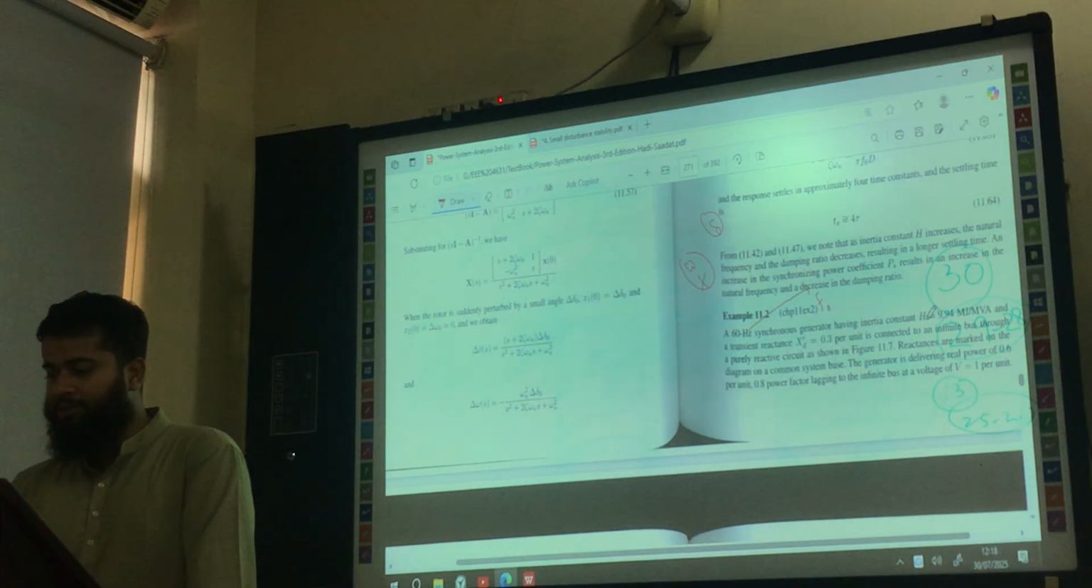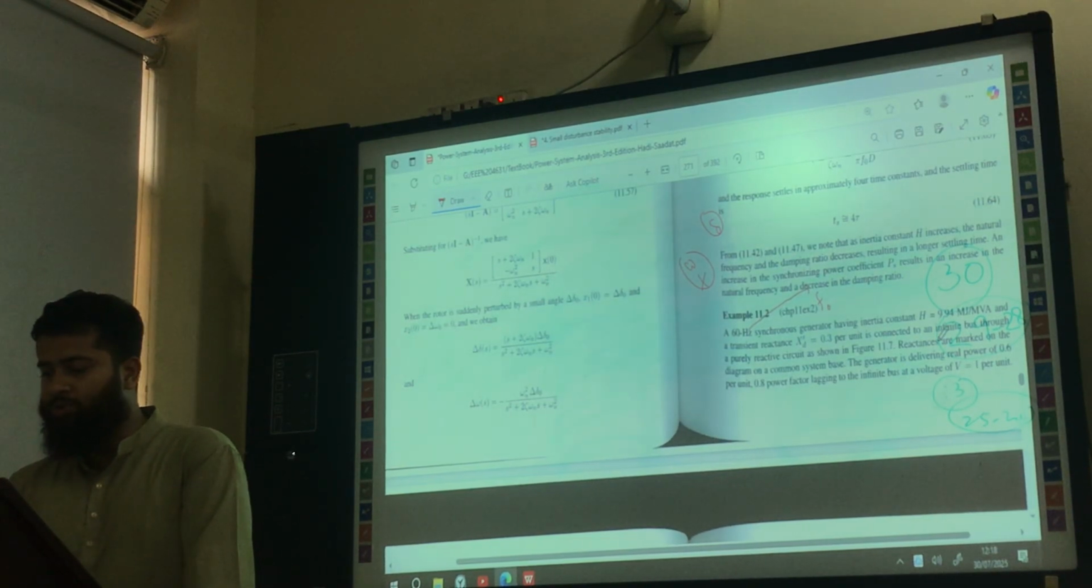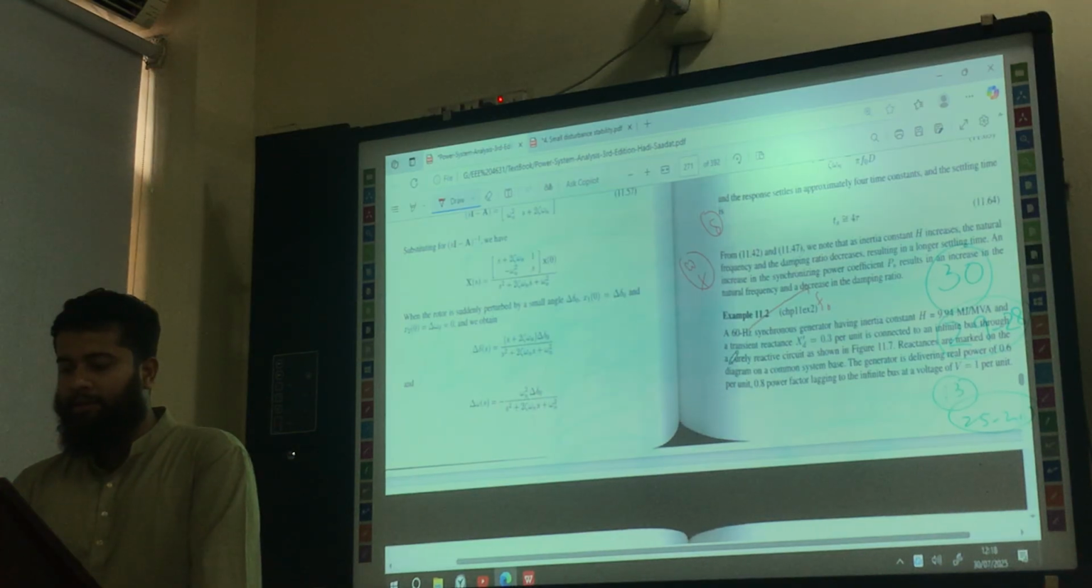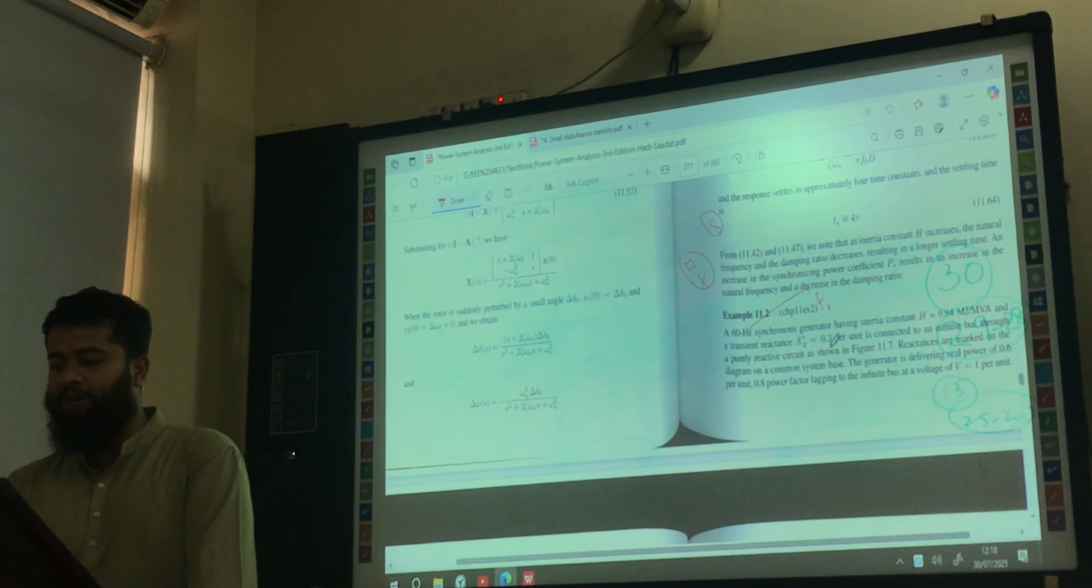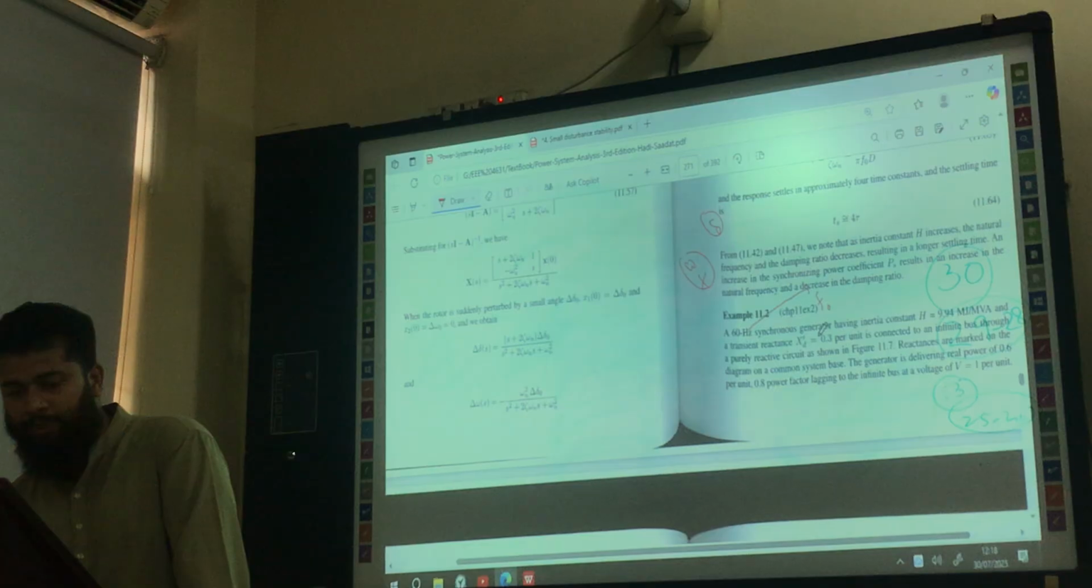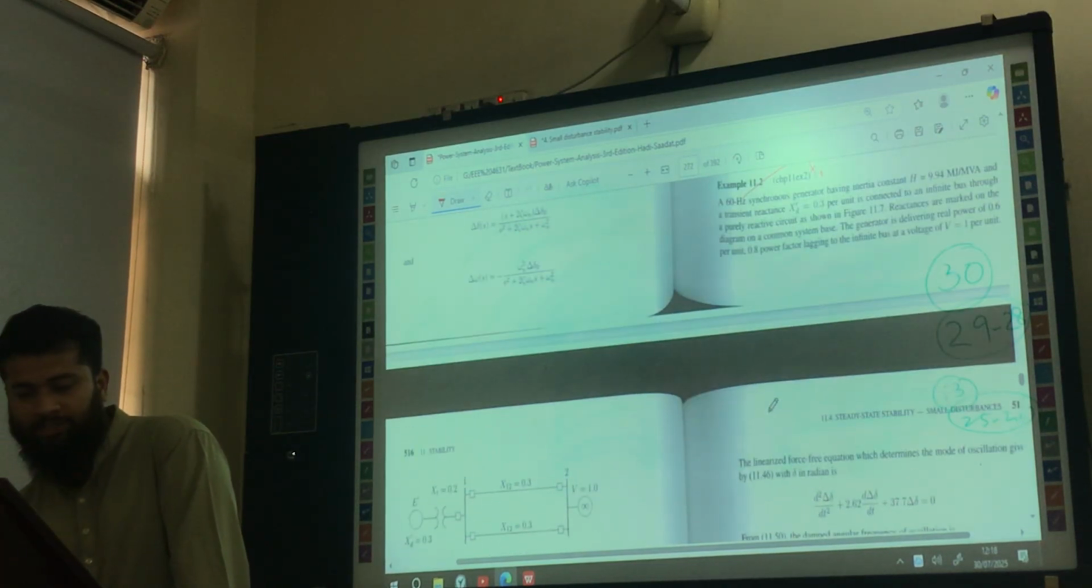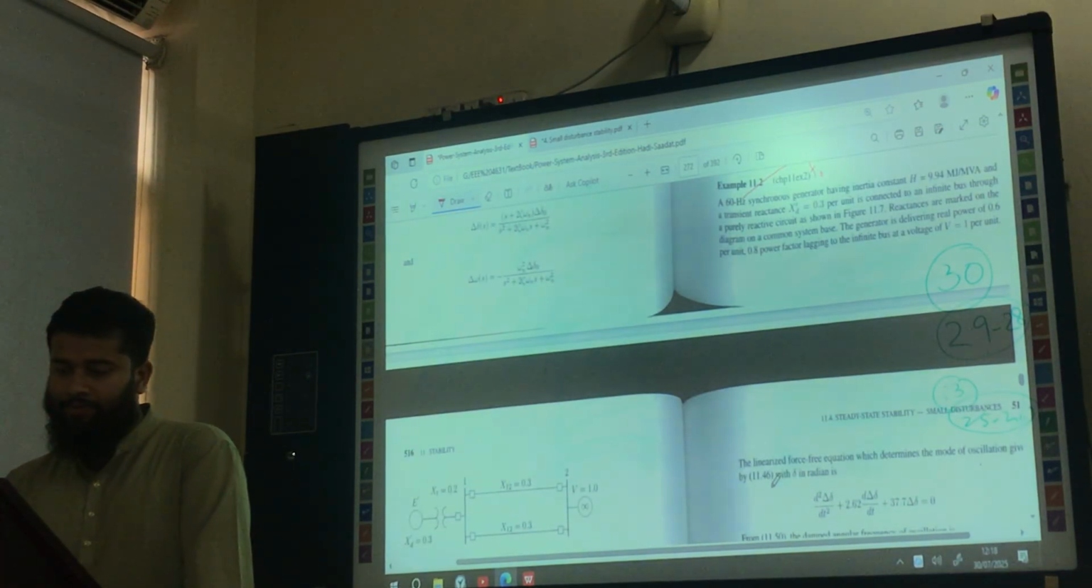And the inertia constant value H is given. The transient reactance Hd dash equals 0.3 per unit is connected to an infinite bus through a purely reactive circuit as shown in figure 11.7. So in the next page, a diagram is given. This is the one-line diagram for this example 11.2.